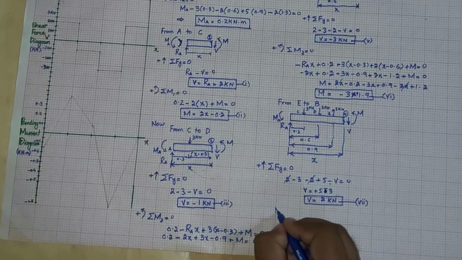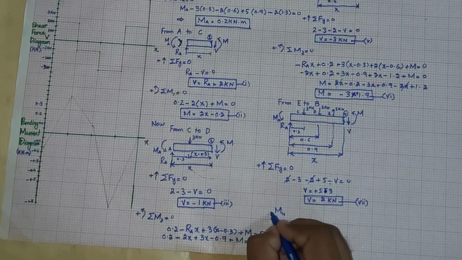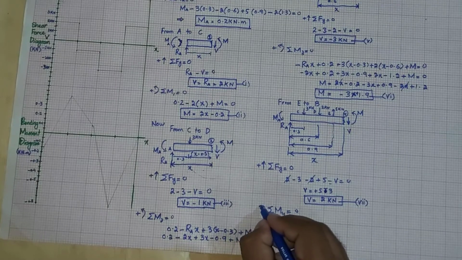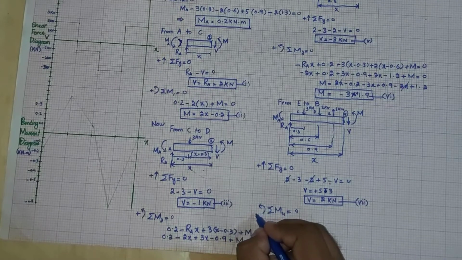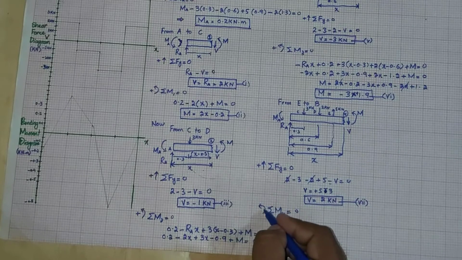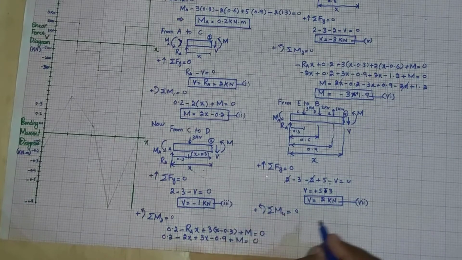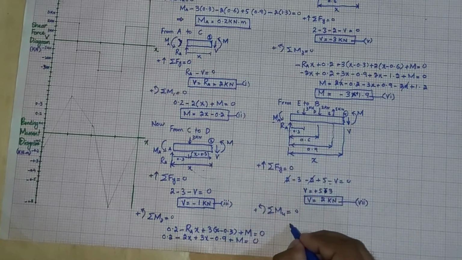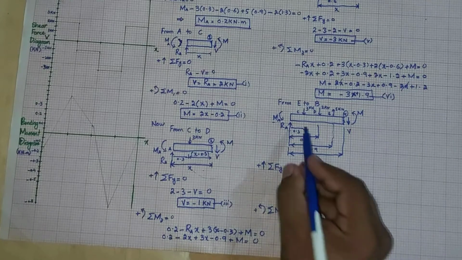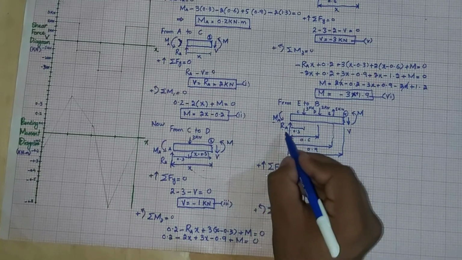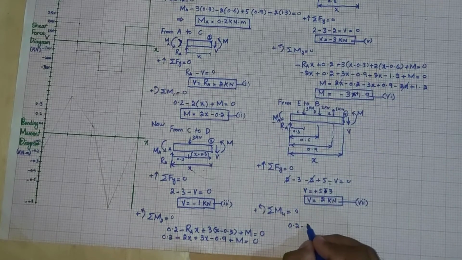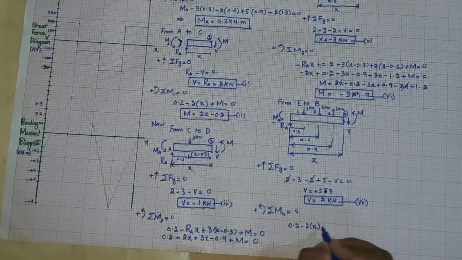Now last, the sum of all moments at point 4 must be equal to 0, and counterclockwise, this is the counterclockwise, this is positive. Now you can see there are the forces. First one is the reaction moment, which is MA, and this M is 0.2. Now this RA, which is 2, is creating clockwise, so minus 2 into perpendicular distance X.